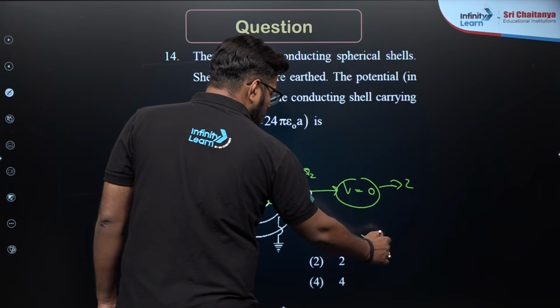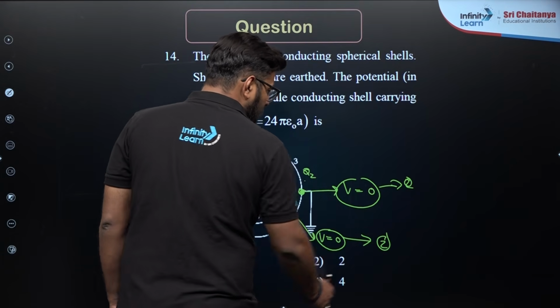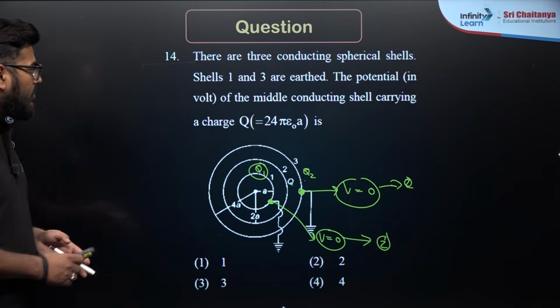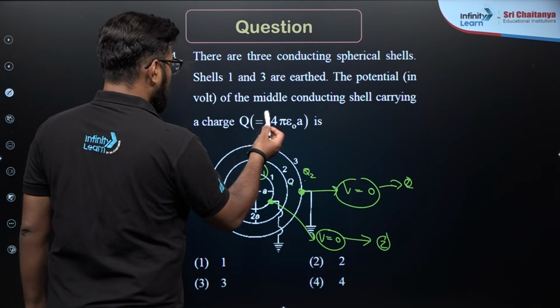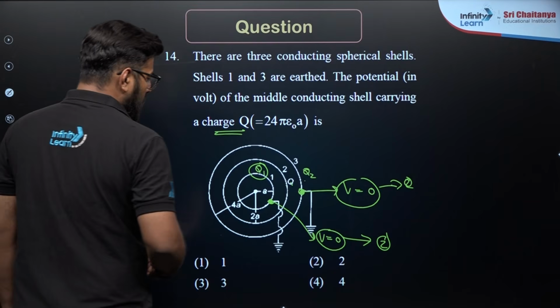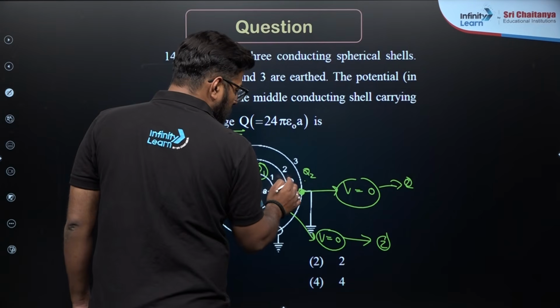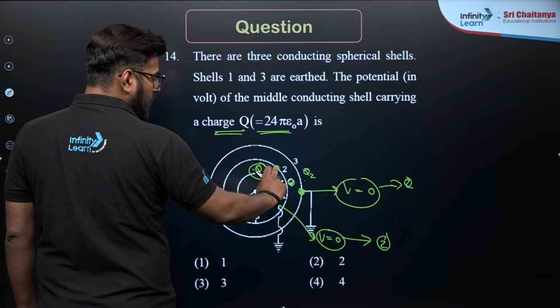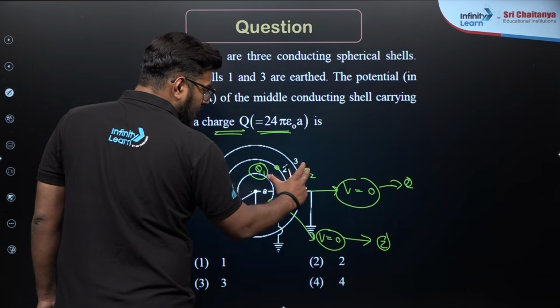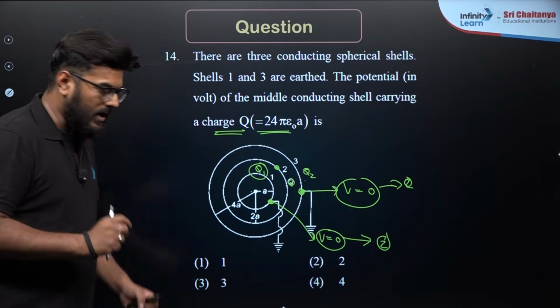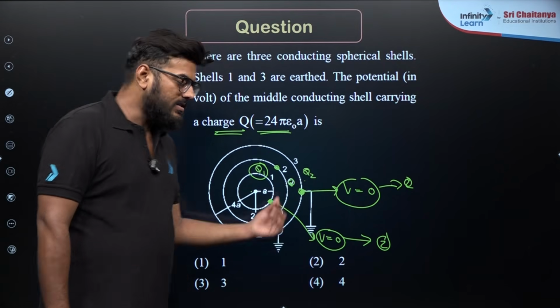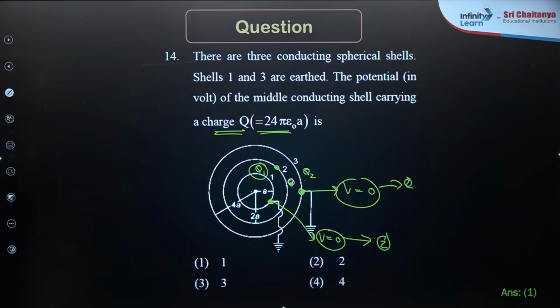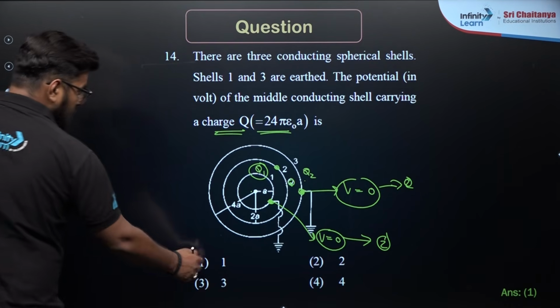Once you get two equations, you solve them and then eventually you will be able to find what they are asking, the potential of the middle conducting shell of charge Q. You will get the value of Q1 and Q2 in terms of Q, which already is given. Then the potential of the center one will be equal to KQ1 by 2A, KQ by 2A and KQ2 upon 4A over here. I hope this point is making sense. So it's just the inside and the outside body over here. The correct answer in this scenario is going to be option number 1. So the potential of the middle conducting shell carrying a charge Q is going to be 1 volt.